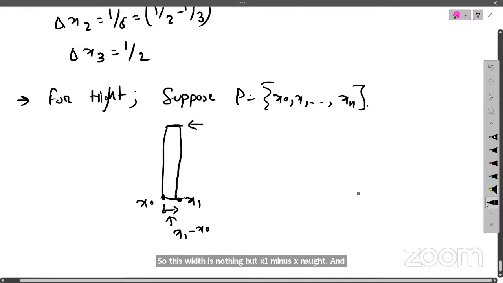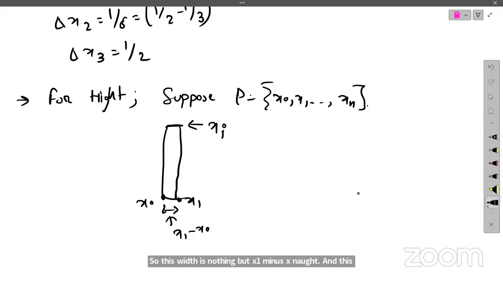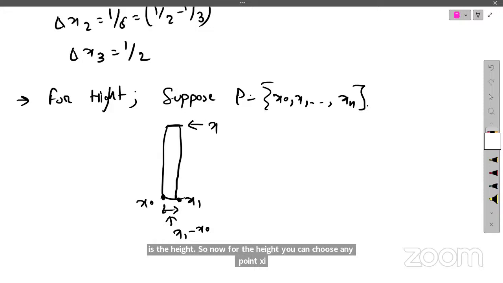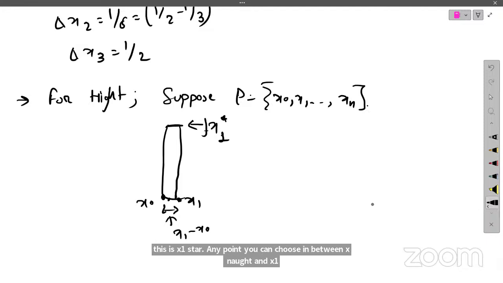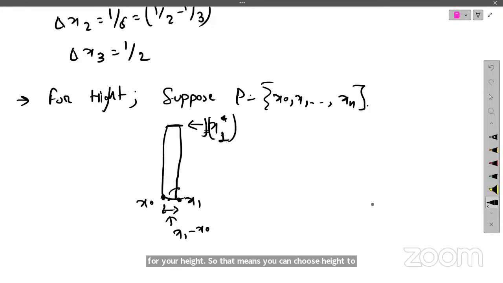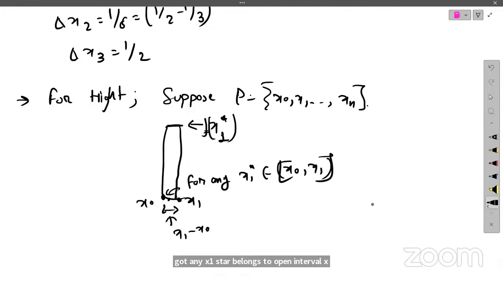Now for the height, you can choose any point xi, denoted by x1 star. Any point you can choose in between x0 and x1 for your height. That means you can choose height equal to f of x1 star for any x1 star belonging to the open interval x0 comma x1, or the closed interval x0 comma x1. You can choose the height at x0, or at x1, or at any point in between. So now what will be the area of this particular rectangle strip? The area of one rectangle strip.